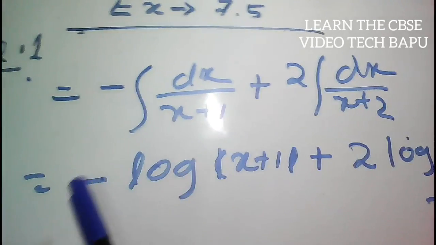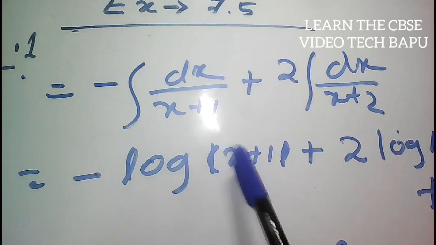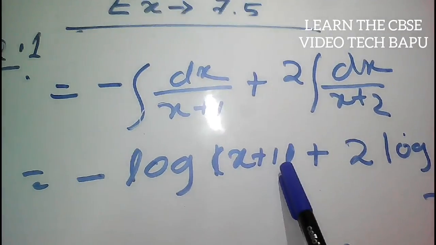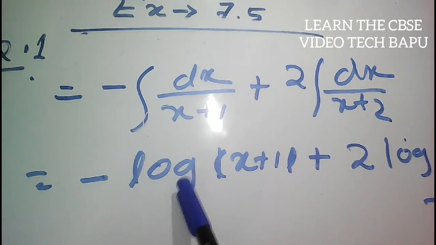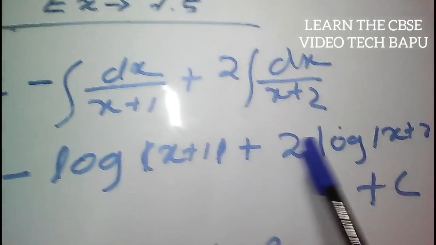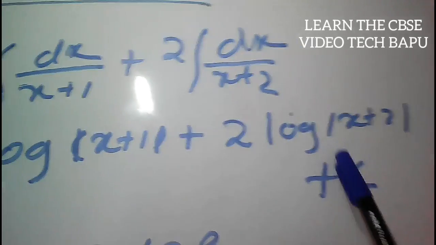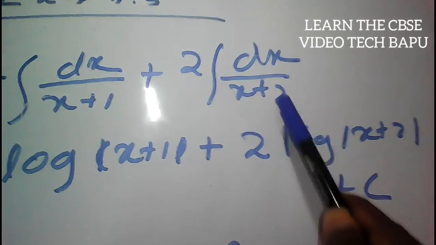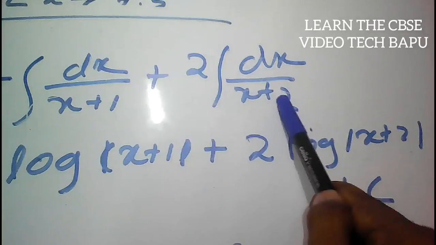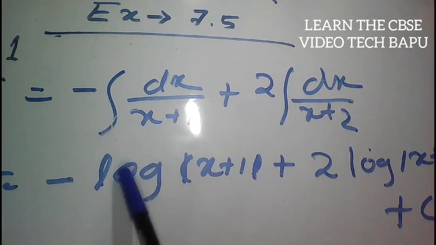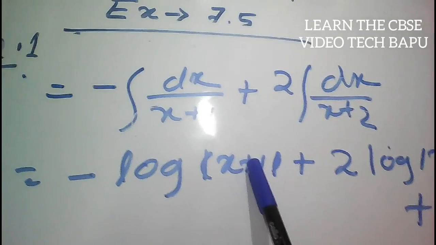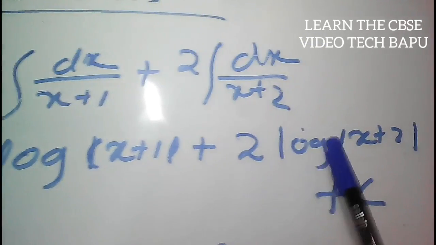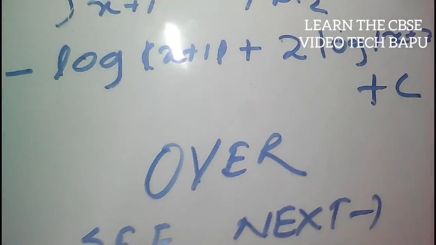Now the whole integration is equal to log of mod x plus 1, and here it is also log of mod x plus 2. This follows the formula for the integral of 1 by x, which is log of mod x. So we have the final answer: log mod (x plus 1) minus log mod (x plus 2) plus c. Now it is over.